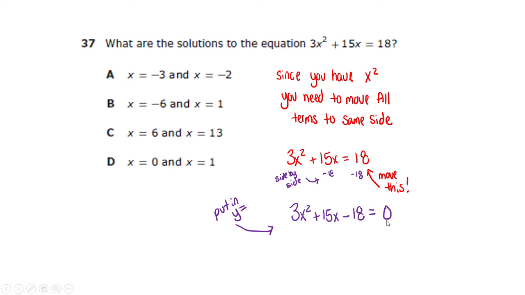and then have it equal to 0. Now, once you have an equation equal to 0, then you can type it into your y equals key. So type this into y equals, and then look for when you have two of your x values equal to 0. Okay, that's it for your hints.